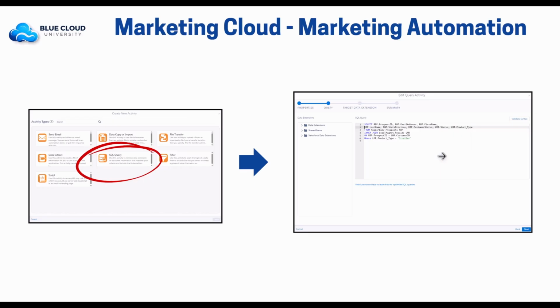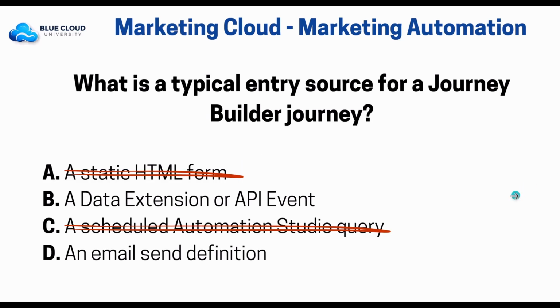But that's where it ends. I'm putting it into a data extension to store the data, but it is in no way a trigger to make anything happen in Journey Builder. So the answer, once again, if we get back into here, it's going to be, yeah, a scheduled Automation Studio query, not an option for us.